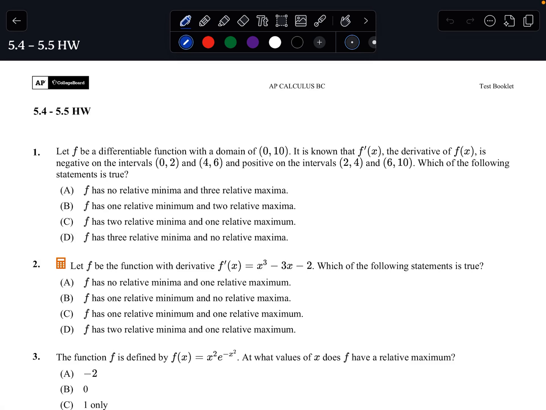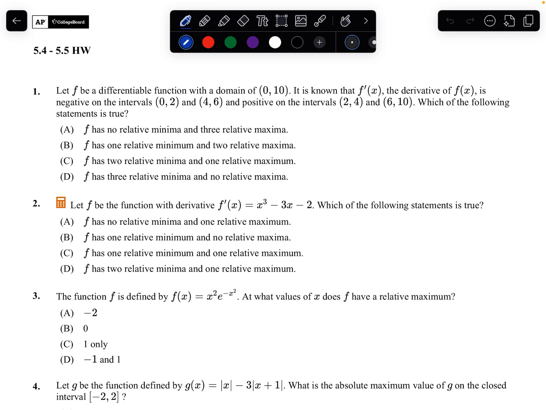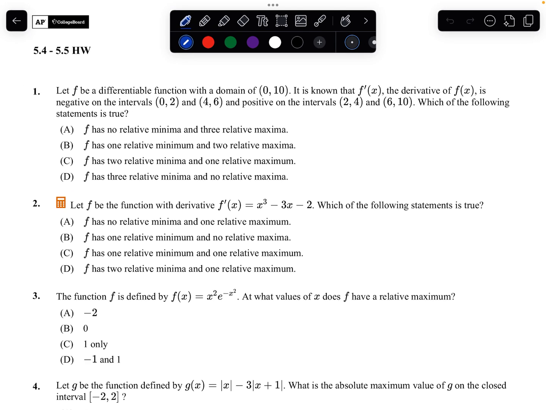Hey guys, this will be the homework for 5.4 and 5.5, and there's really two things that you're being tested on here. Not tested on, but the homework is about: first, the first derivative test, and then the candidates test. So those are the two things that this homework assignment is on.